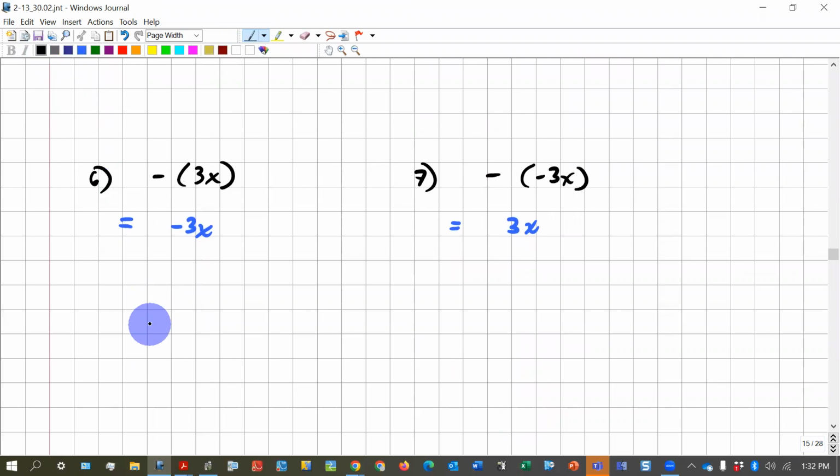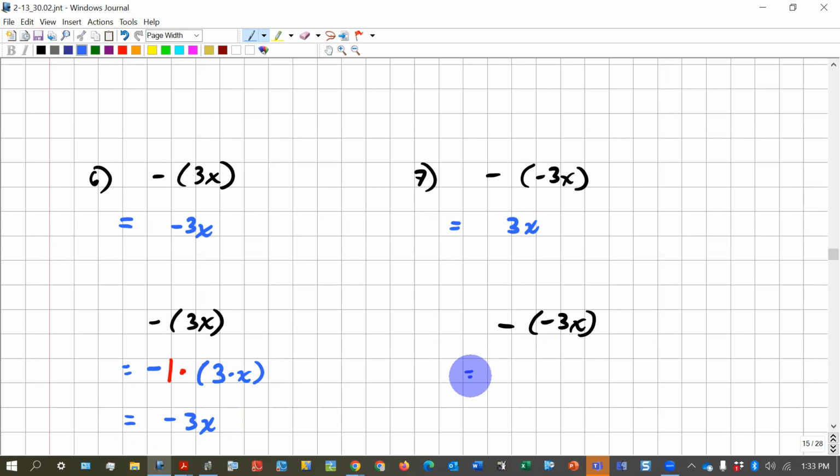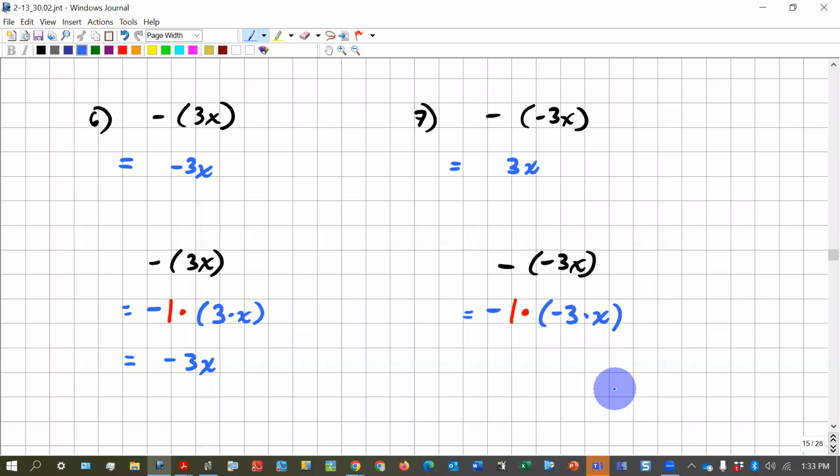Or when you see the opposite of 3x, you can write that as -1 times 3 times x. That would be -3x. Or if you have the opposite of -3x, you can think of that as -1 times -3 times x. So that would be positive 3x.